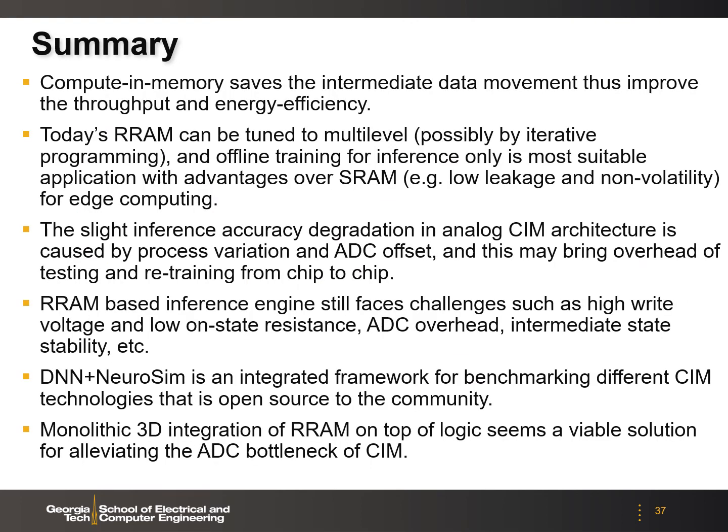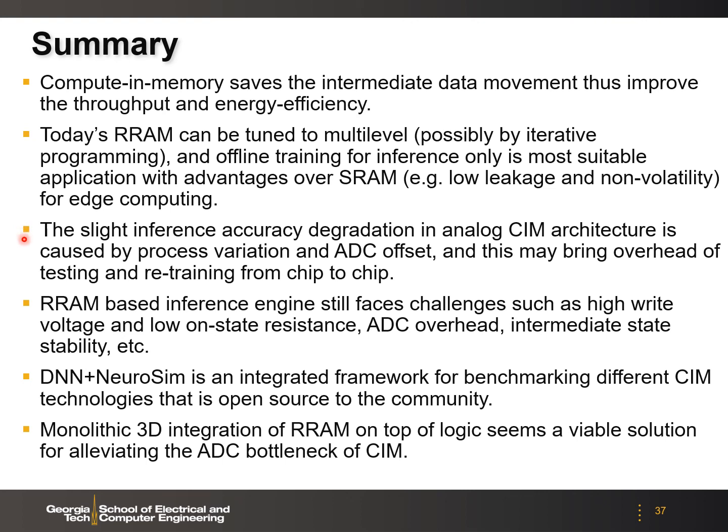Alright, let's have a summary of the presentation. First, we think computing memory saves the intermediate data movement, thus improving the throughput and energy efficiency of the accelerator. Today's RRAM can be tuned into multi-level states, possibly by iterative write and verify. So inference is still the most suitable and tangible application of the RRAM technology, where RRAM may hold advantages over SRAM because of the low leakage and non-volatility for edge computing.